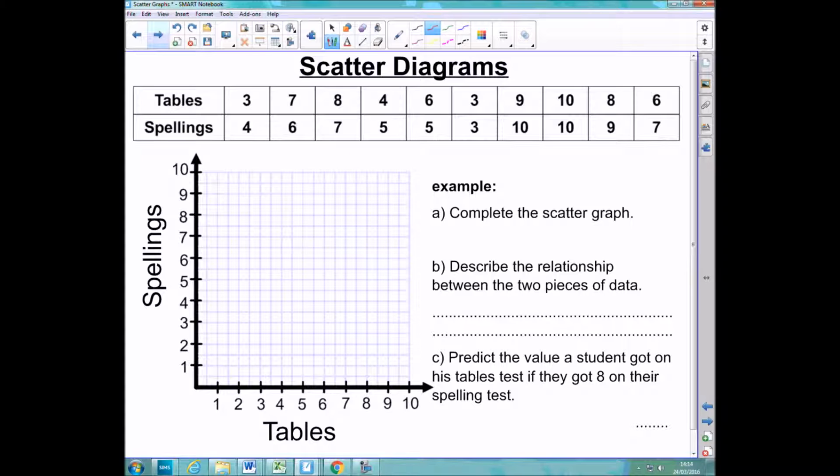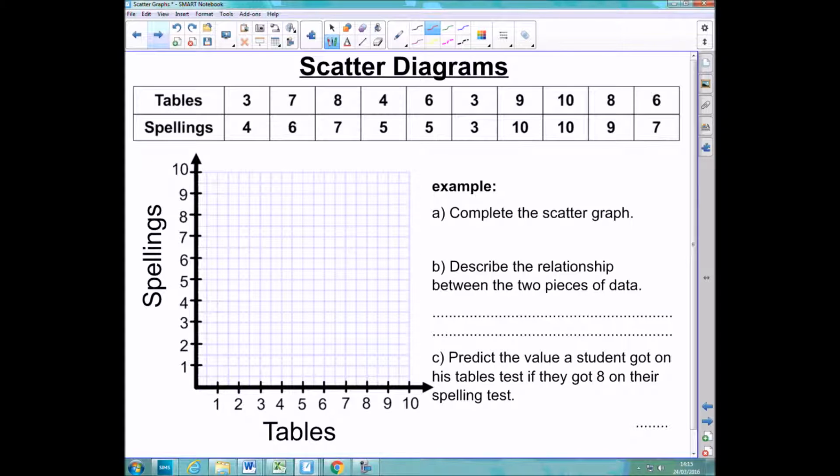Here I've got a table of scores that students got on tests. The top row is the scores they got on a times table test, and the second row is the scores they got on a spelling test. We're asked to complete a scatter graph for the data. As you can see, my axes are already drawn, and I've got the numbers from 1 to 10 up the side, and that's for spellings. Then I've got the numbers 1 to 10 along the bottom, and that's for the tables.